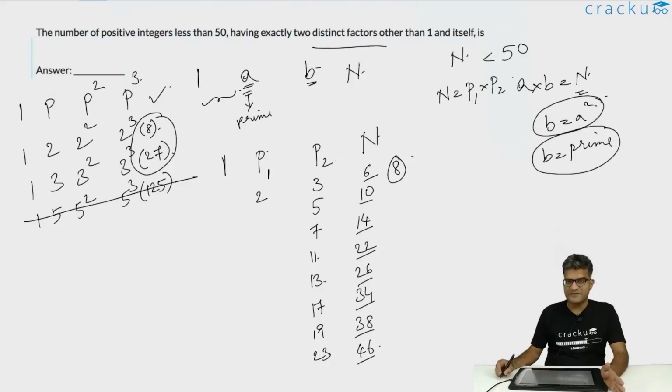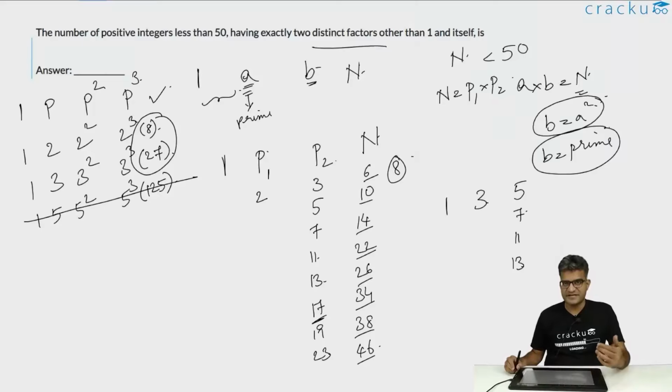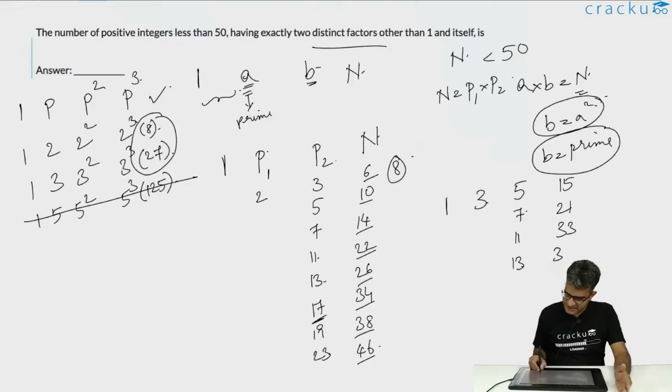What will happen when p1 is 3? So we have p1 which is 3, and we are looking for another prime number p2. p2 will be either 5 or 7 or 11 or 13. Once it becomes 17, 3 into 17 will be 51, which is greater than 50. So here we are going to get 15, 21, 33 and 39. So here we have 4 cases.